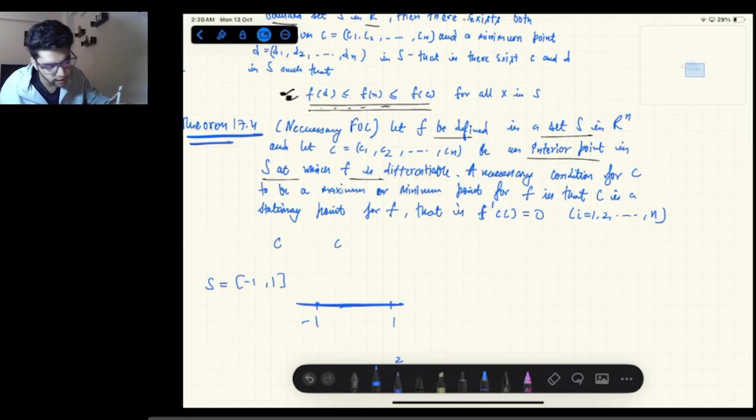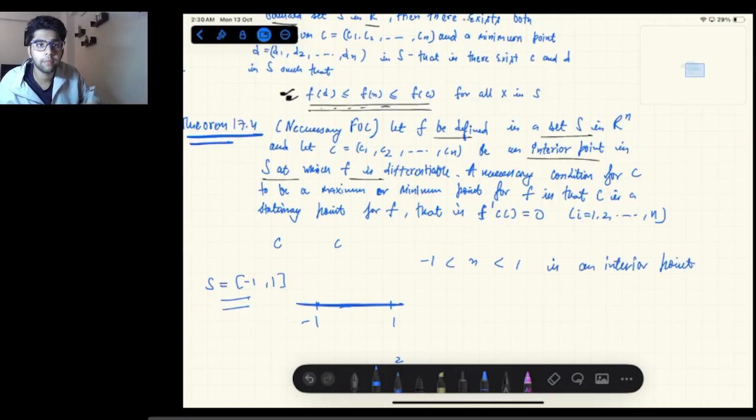So C is an interior point in S, right? So any x, so if I say that S is equal to -1 to 1, I would say any point x which is not equal to -1 or 1 but lies in between -1 and 1 is an interior point.